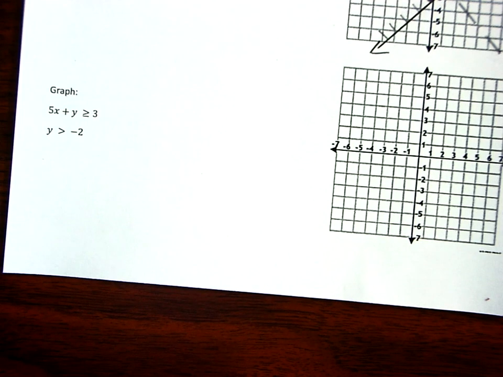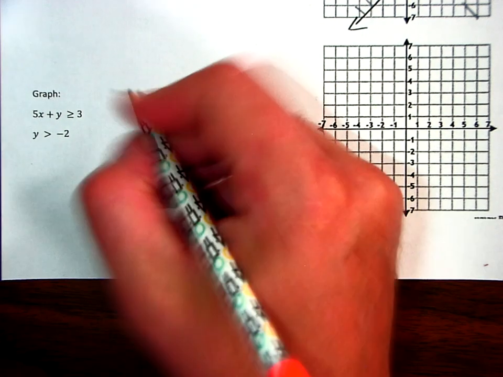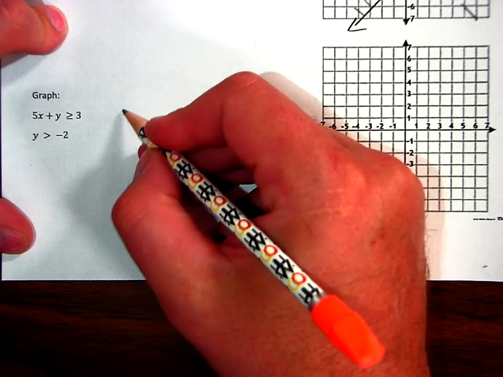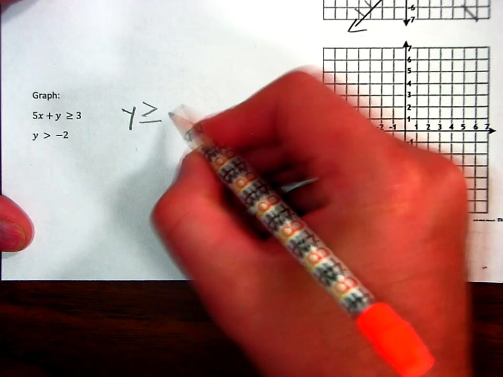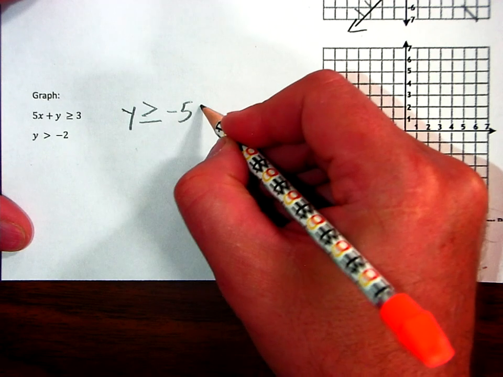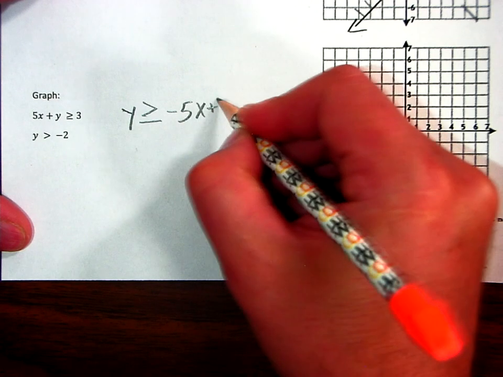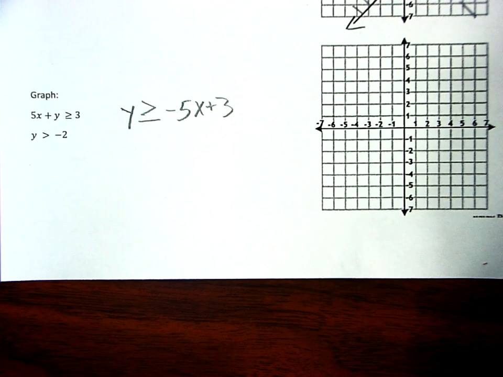All right, we have an issue. What's our issue with this one? We don't have y by itself. It's not in slope-intercept form. So how do I get the y by itself? How do I get rid of a positive 5x? That's going to give me y is greater than or equal to negative 5x plus 3. All I did is subtract it from one side to the other. Can we graph that now?